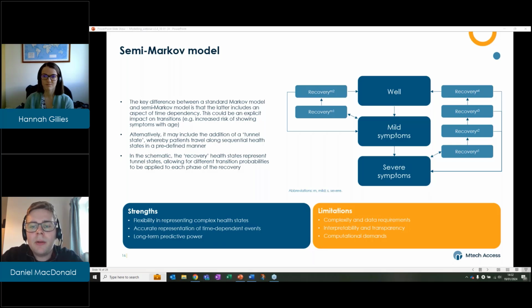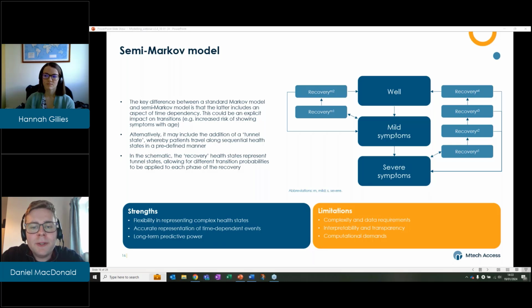So an example of how this can be incorporated is through tunnel states. As we can see here, from the mild symptom state, there's the option of a patient to move into one of 2 tunnel states, which are called recovery. So M1 on the recovery is called mild, and then there's also a second tunnel state denoted as M2, which is the second stage of mildness, or slightly improved treatment outcome in that recovery state.